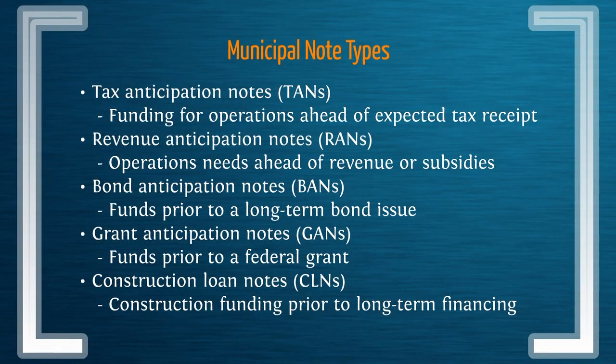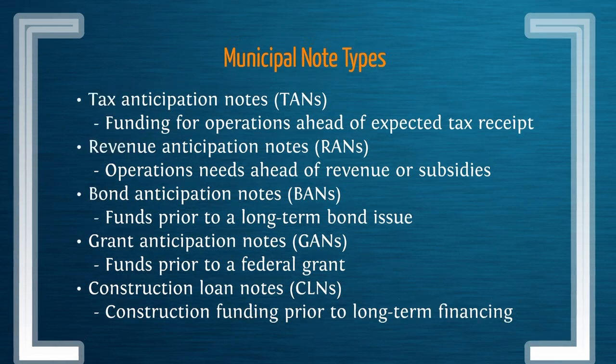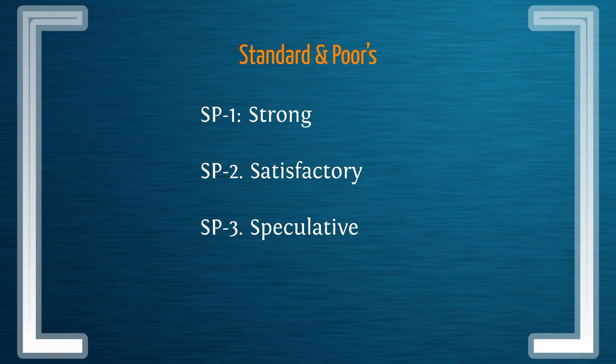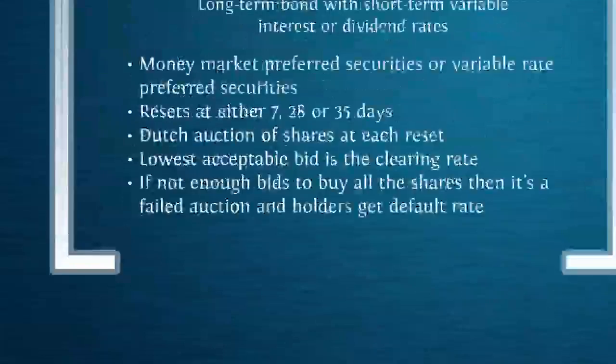There's also something called municipal notes, and there's different types of these. Usually these are, as you can see by these descriptions, short term before some other type of expected revenue comes in, whether that's from tax receipts or a long-term borrowing that will take the place of this short-term borrowing. Moody's ranks the different municipal bond issuances with a separate credit rating process. The MIG, they go 1 through 4, which is measuring the credit rating of the bond issuance. And this is the same for Standard & Poor's. We have strong, satisfactory, or speculative.